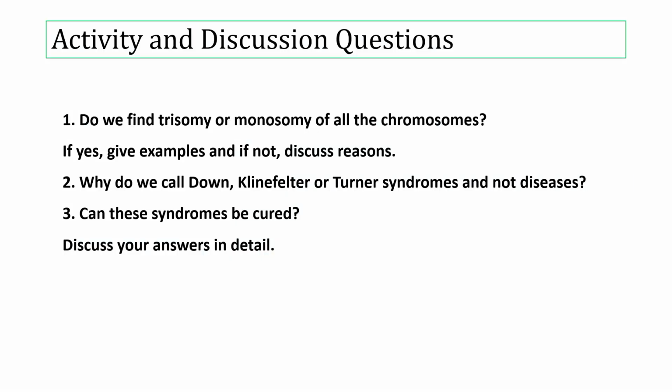So in this, some of the discussion points: do we find trisomy or monosomy of all chromosomes? If yes, you can exercise, you can give examples, and if not, discuss reasons. Why do we call Down, Klinefelter or Turner syndrome and not diseases? I did explain this also, but one can do this exercise again. Can these syndromes be cured?